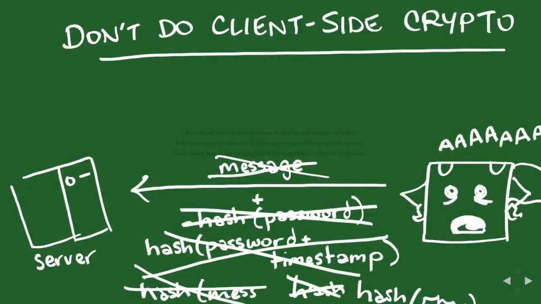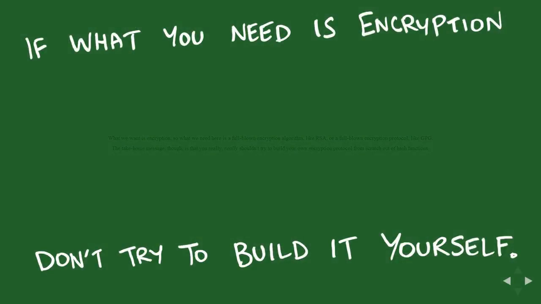But it doesn't solve all of our problems. People can still snoop on our traffic. With no timestamp, people can still replay our messages to the server with impunity. So the lesson here is actually that you also shouldn't be using HMAC for this problem. If what we want is encryption, what we need is a full-blown encryption algorithm, like RSA, or a full-blown encryption protocol like GPG. The take-home message, though, is just that you really, really shouldn't try to build your own encryption protocol from scratch out of hash functions.